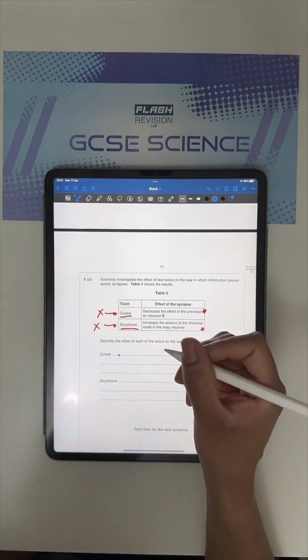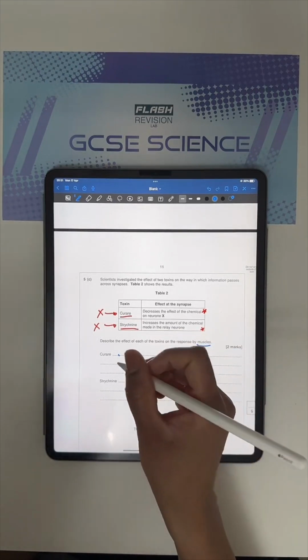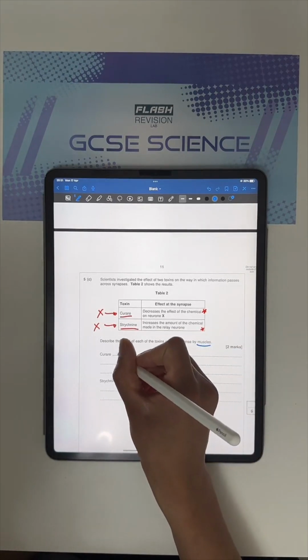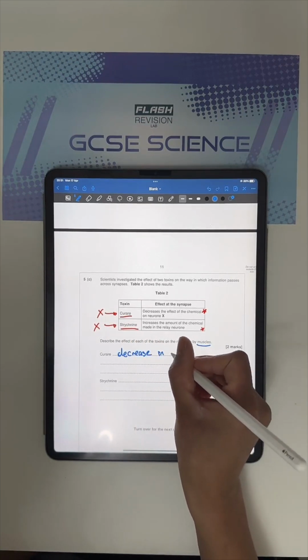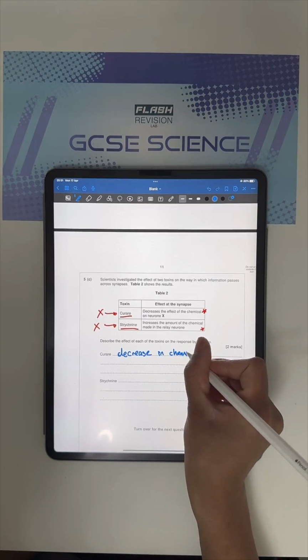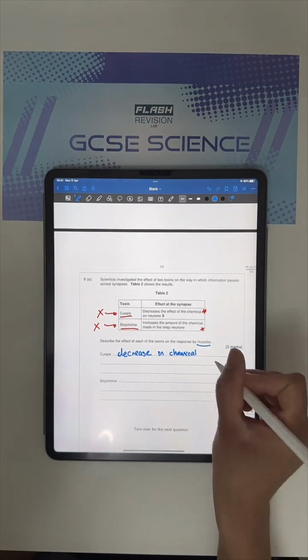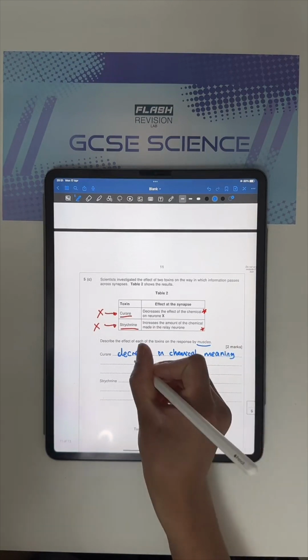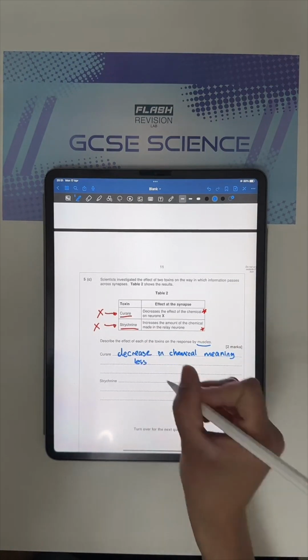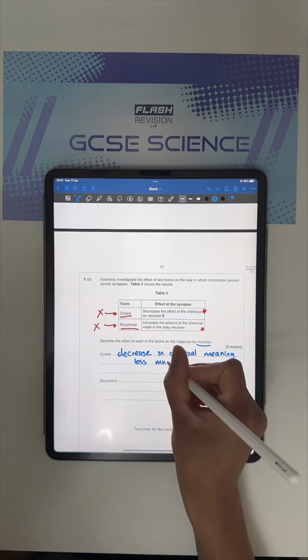So what you would say is, first of all, there's a decrease in chemical, the neurotransmitter chemical, meaning less muscle contraction.